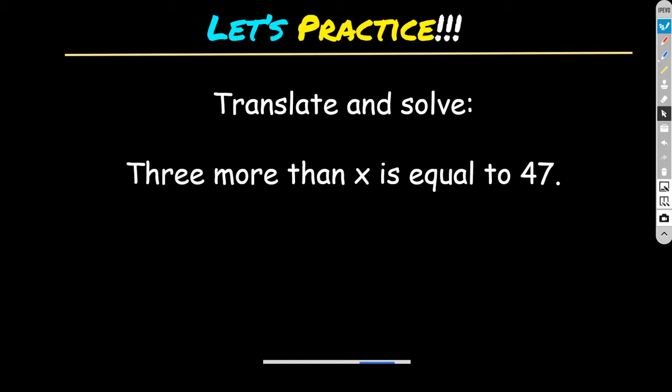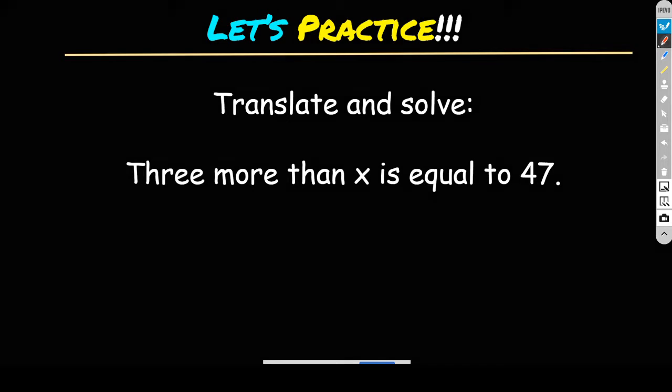All right, so let's take this one for instance. 3 more than x is equal to 47. There's a lot packed in here, right? So let's start with the equal. Can you remember what phrase is going to be equal to equal? Is. So I know my "is" usually represents an equal.